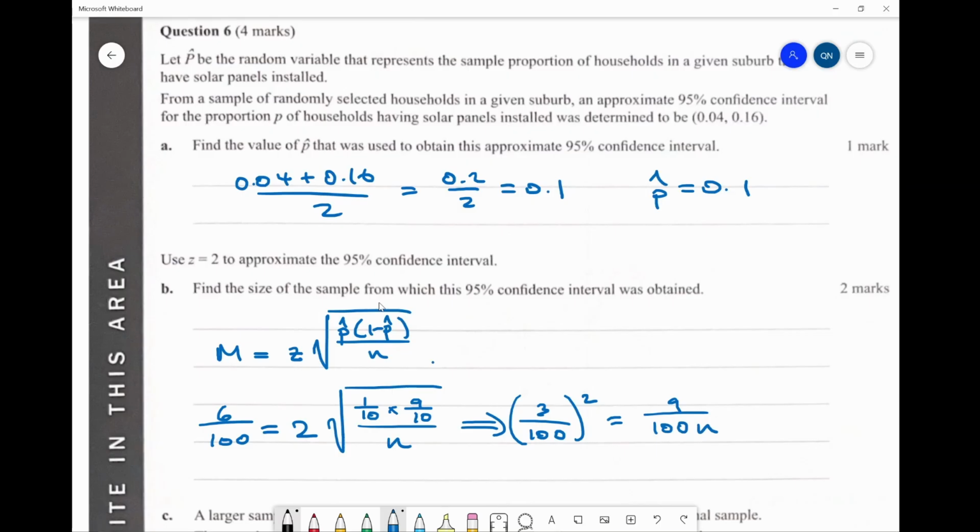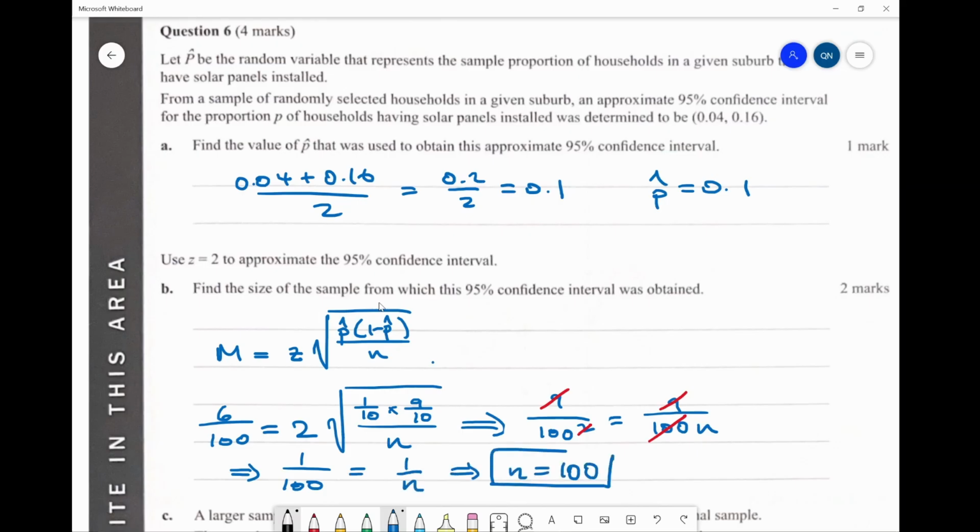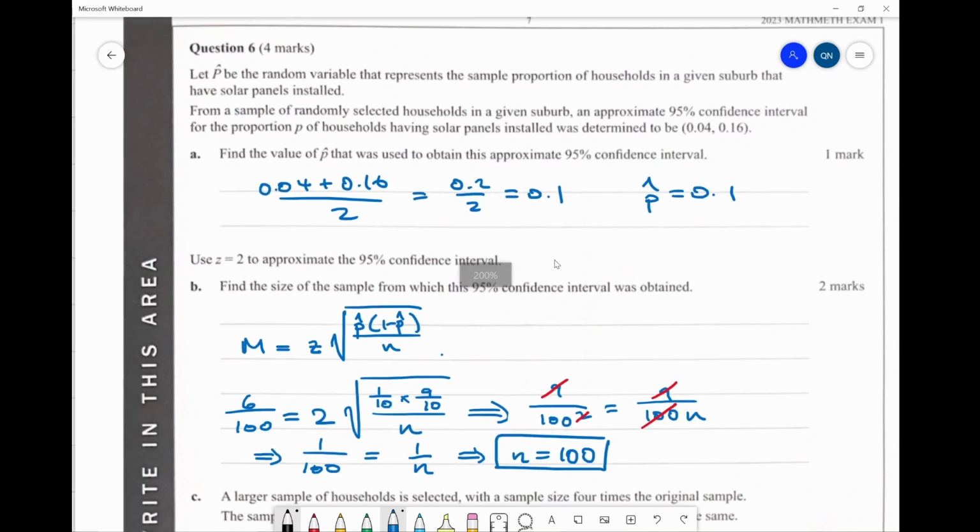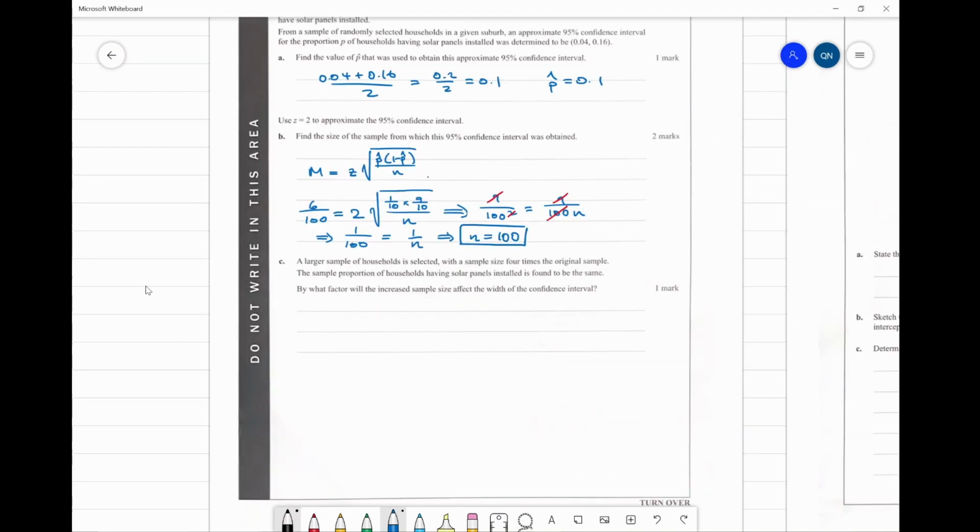So let's see, if we expand out that squared there, we're going to get 3 squared, which is 9, over 100 squared. We can cancel the 9s on both sides, and we can cancel a factor of 100 on both sides, so that gets rid of this 2 here. And what does that leave us with? It leaves us with 1 over 100 being equal to 1 over n. But that means n is equal to 100. So don't use decimals, otherwise you have to count decimal places, which is annoying.